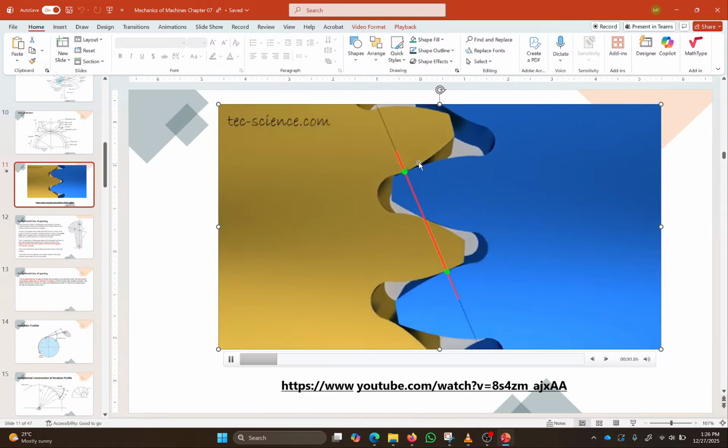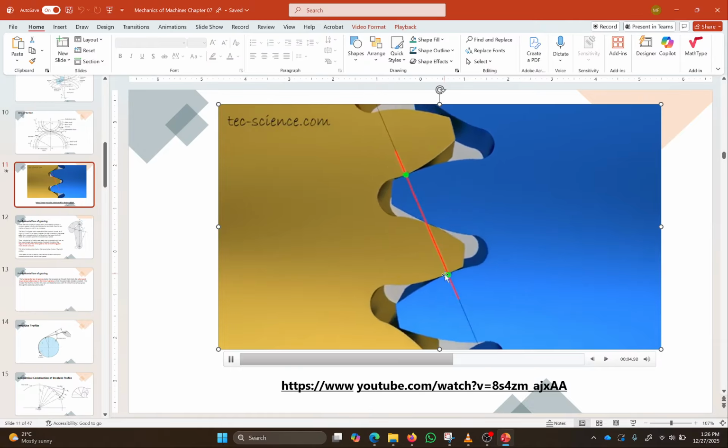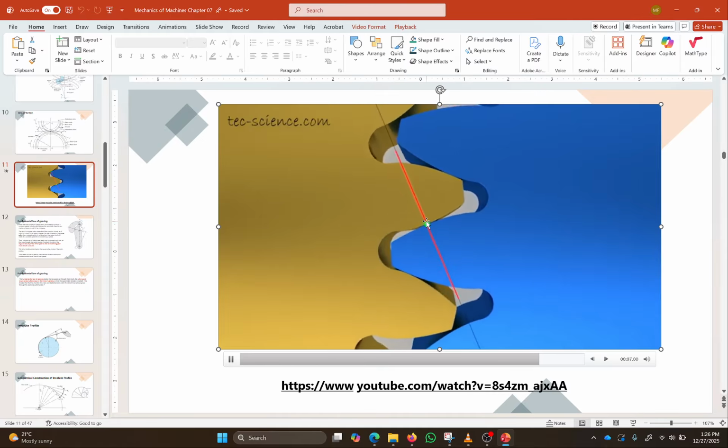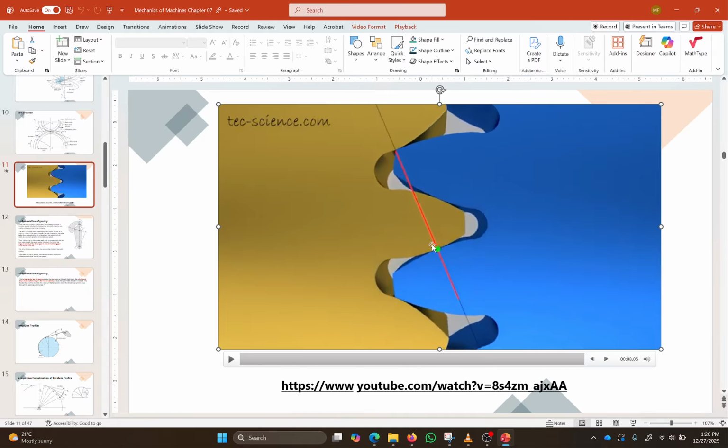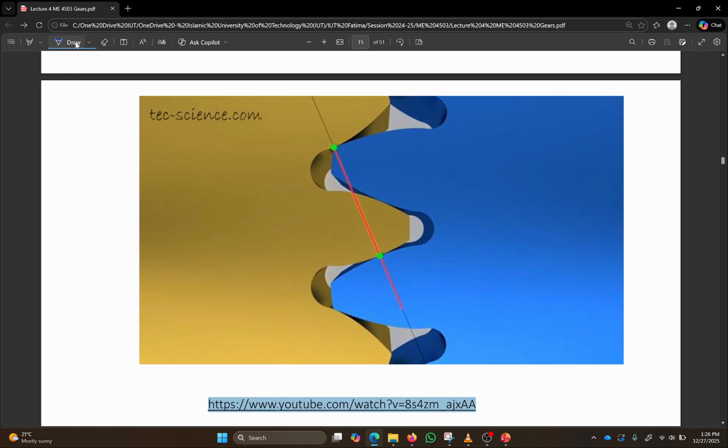If you trace this path, just follow this. Contact happens, remains, lets go. The next contact happens, remains, lets go. Everything happens in the same line. Okay, everything is happening in this straight line. So this line is called the line of action.